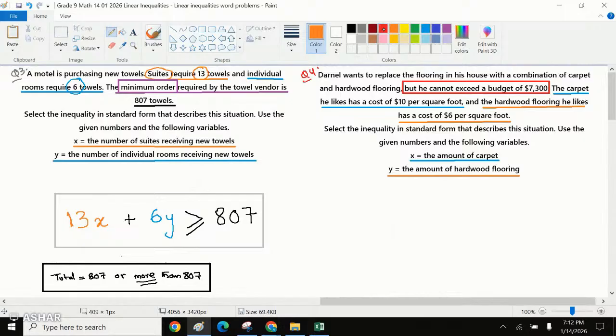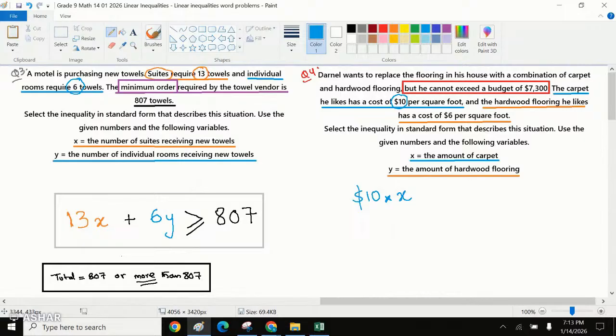So can we say that the carpet was $10 per square foot, right? If he buys X number of square feet, it could be 2 square feet, it could be 20 square feet. If it's 2 square feet, then the cost for the carpet would be $20. If he buys 20 square feet, the cost would be 20 multiplied by 10, 200. So depending on the length of carpet that he needs to buy, he would have the cost for the carpet.